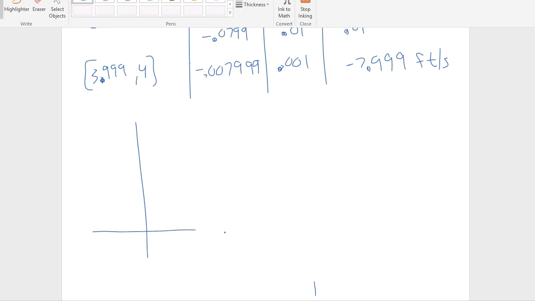So let's remind ourselves what we're doing here visually. We had our parabola, 16 minus t squared. So we had a value of 4 and 16 here, and we went from 1 to 4 seconds.